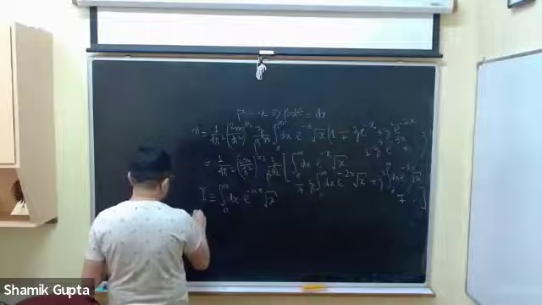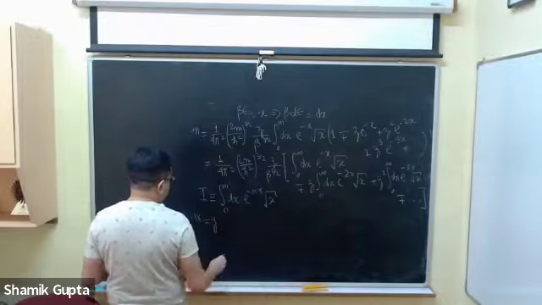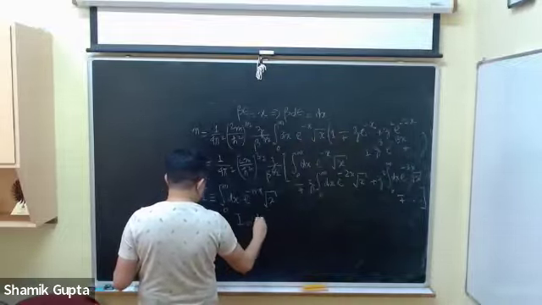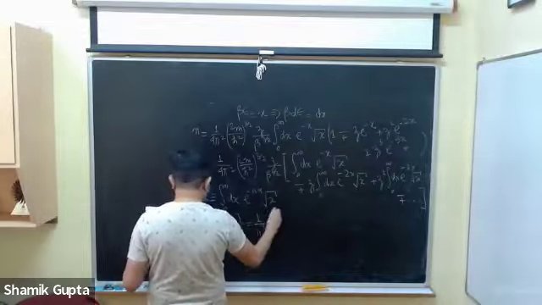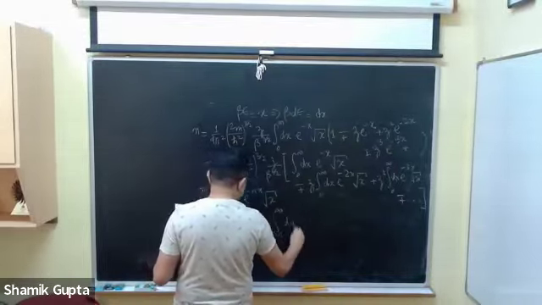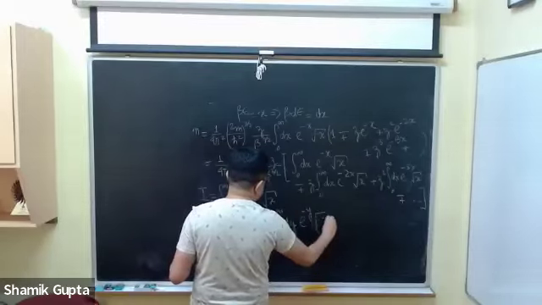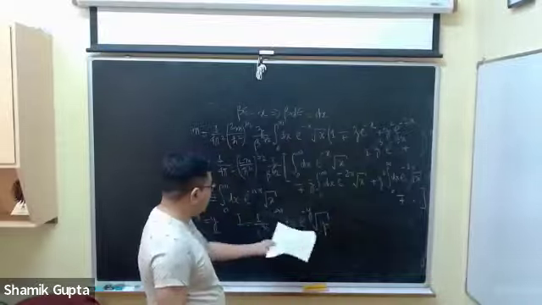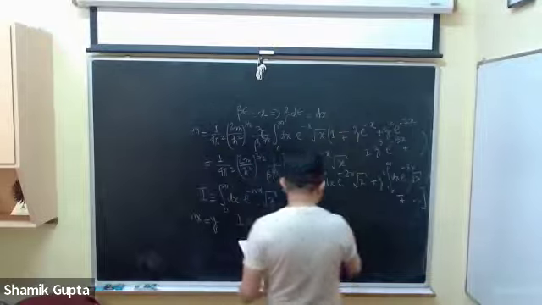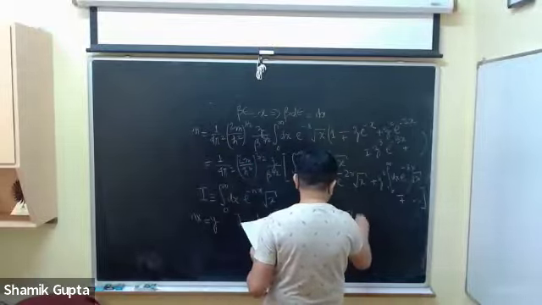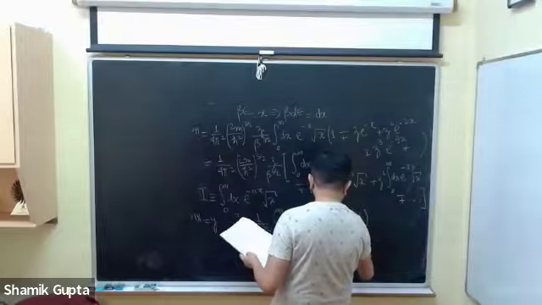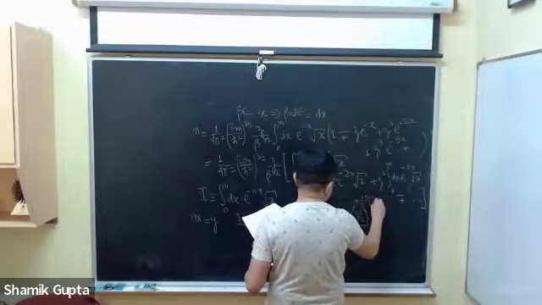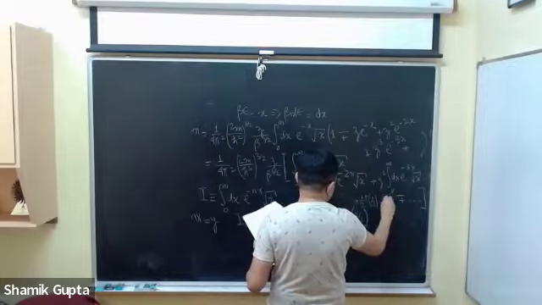It can be evaluated easily. You put nx is equal to y, and then it will be just equal to 1 by n to the power 3 by 2 times the integral from 0 to infinity of dy e to the power minus y into square root of y. You can express this in terms of the gamma function. So what you get is gamma 3 by 2 by n to the power 3 by 2. But gamma 3 by 2 is half gamma half, which is square root of pi by 2.